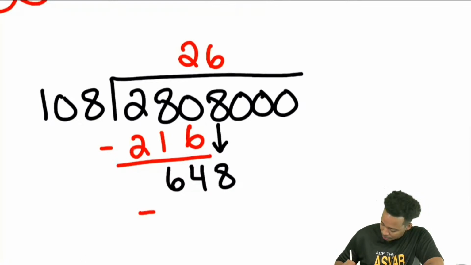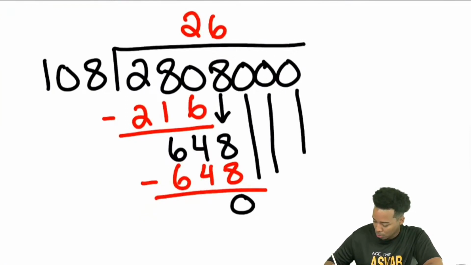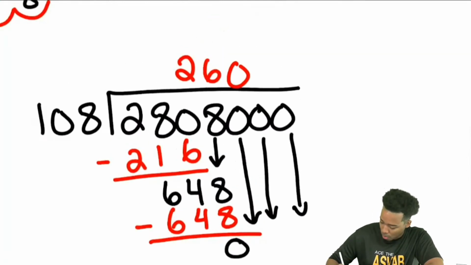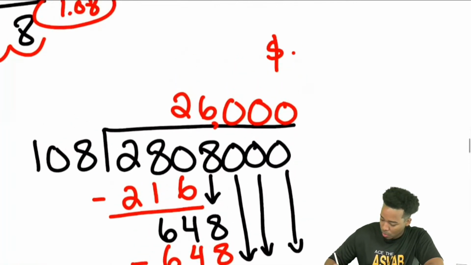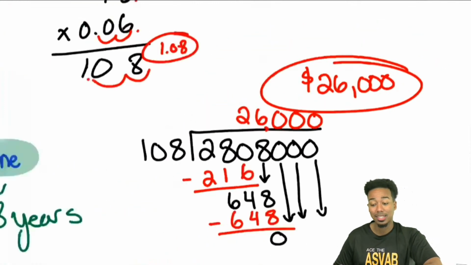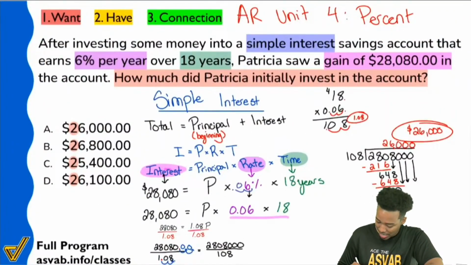Bam, 6, subtract 648. That creates a clean 0 there. And guess what happens? These 1, 2, 3 zeros are going to be right here. 1, 2, 3. Your answer is going to be $26,000 is what was initially invested into the account. And boom, your answer is A.